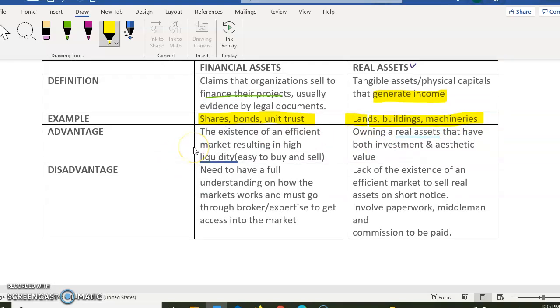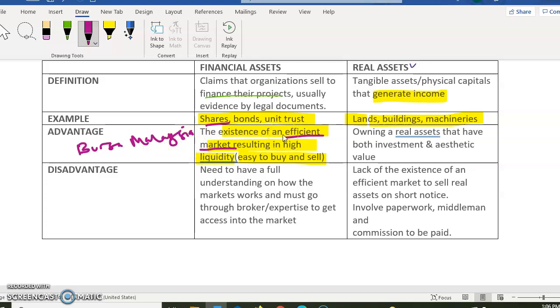What are the advantage of financial asset? Adalah existence of efficient market resulting in high liquidity. It's easy to buy and sell. Yes. So this kind of asset, especially like shares, you can just check at Bursa Malaysia. So Bursa Malaysia will be the main trading exchange or the main market for these shares, right? So it has a kind of efficient market yang teratur, tersusun, yang mana kalau kita nak beli share tu, kita boleh check dekat Bursa Malaysia, right? Bonds pun sama, unit trust pun dia ada market dia.